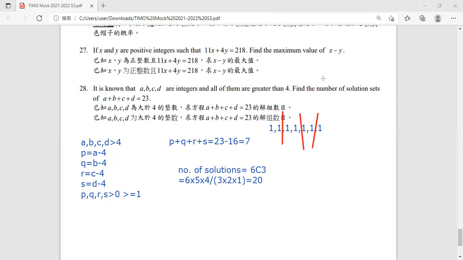Any questions? No question, then next one.